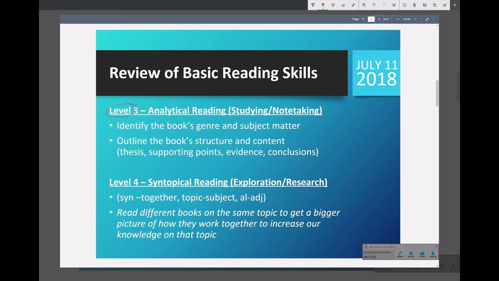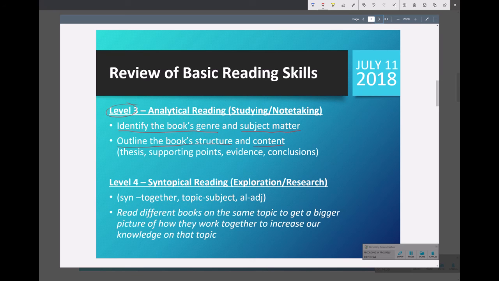Level 3 is analytical reading, which is the kind of reading that you use for studying and note-taking. Now, it is scanning, which you need based on level 1 and 2, but it goes further. You are going to identify the book's type and the subject matter. This will help you think of the words in that subject that you would need to understand the article more effectively. And next, you would outline the book structure and content.